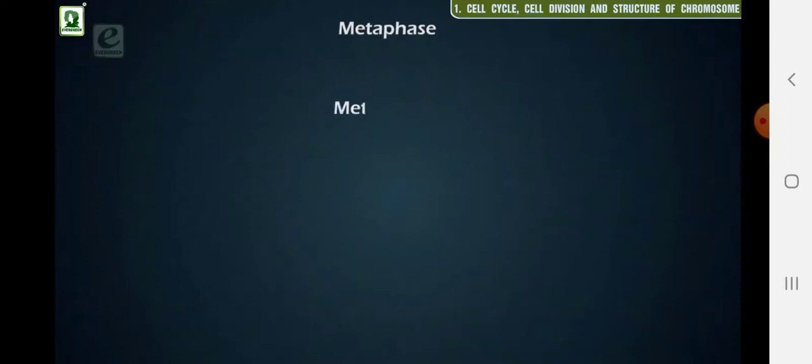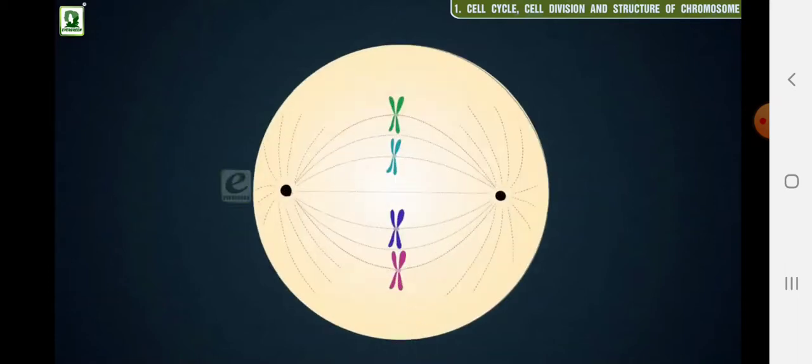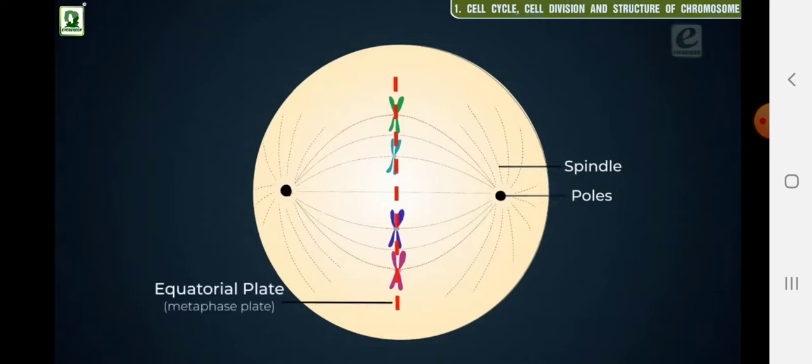Metaphase. Meta means after. Metaphase is short and simple. It lasts for 2 to 10 minutes. The chromosomes arrange themselves between the poles on the equator of the spindle. The chromosomes so arranged form a plate-like structure called the equatorial plate or metaphase plate.